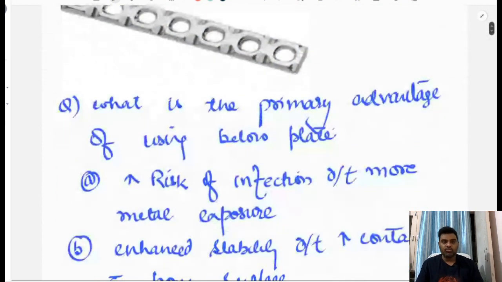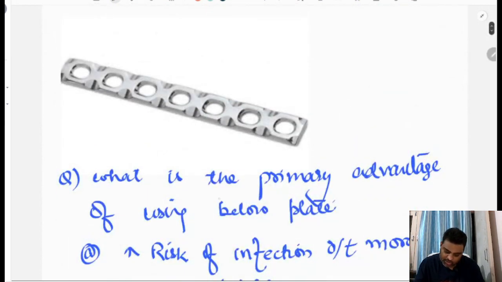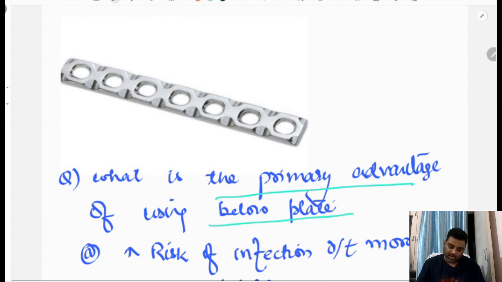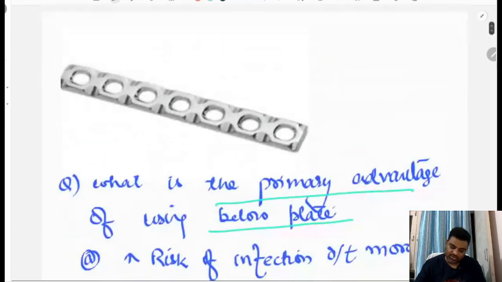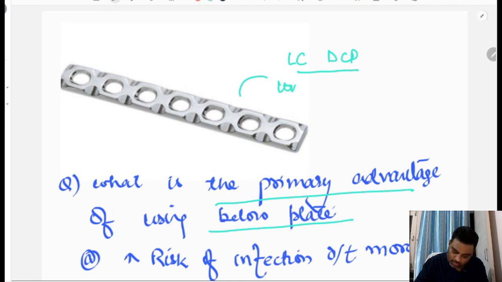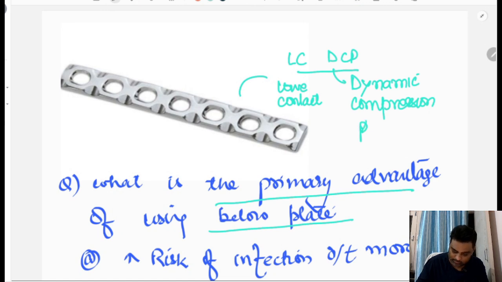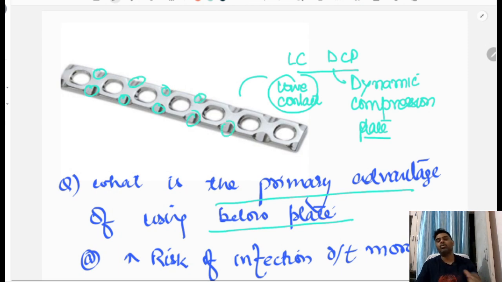Now, if you see this, what is the primary advantage of using this plate? First is risk of infection. What is this? So this is LCDCP. That is low contact dynamic compression. Why it is called low contact? Because of these depressions. Because of these depressions, the pressure on the bone, the pressure on the circulation is less. So bone healing is very good.